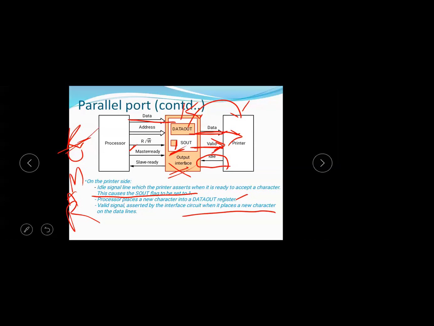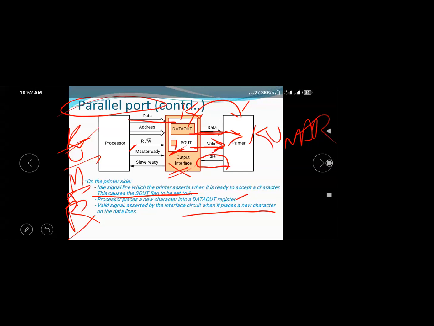Then the data on the data lines is received by the printer circuit and it prints the data on the paper: K. Similarly, all the characters, KUMAR, are printed on the paper through the same operation. This is the read operation, this is the write operation. That is keyboard to processor, this is processor to printer. That is read operation and write operation using parallel port. In the next class, we will discuss the serial port.